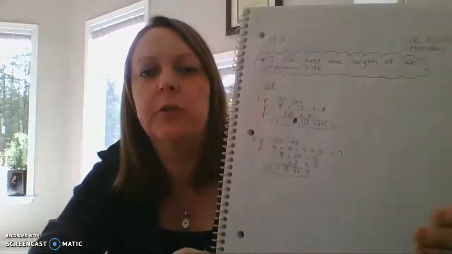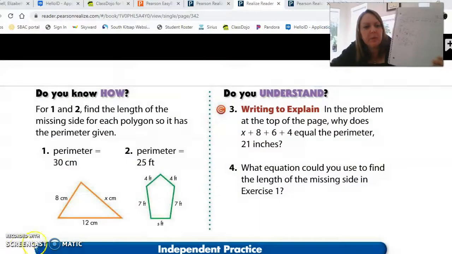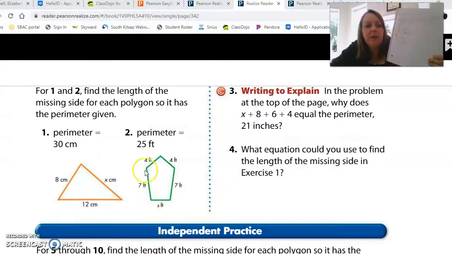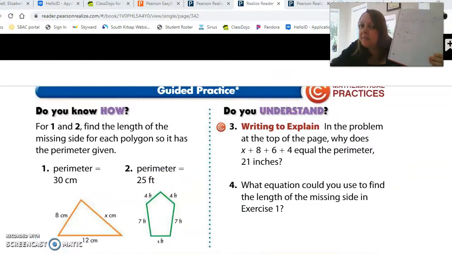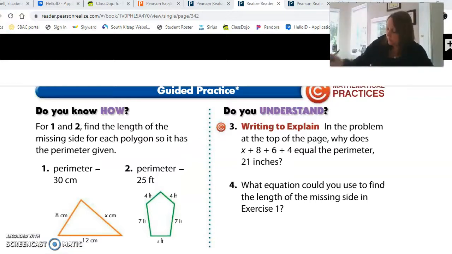So I'm actually going to circle my answers just so I remember. Now when I go back to the book, I'm going to make sure. So I have 4 plus 4 plus 7, and now I know that this is 8 plus 7, and that equals 25. All right, number 3, writing to explain.